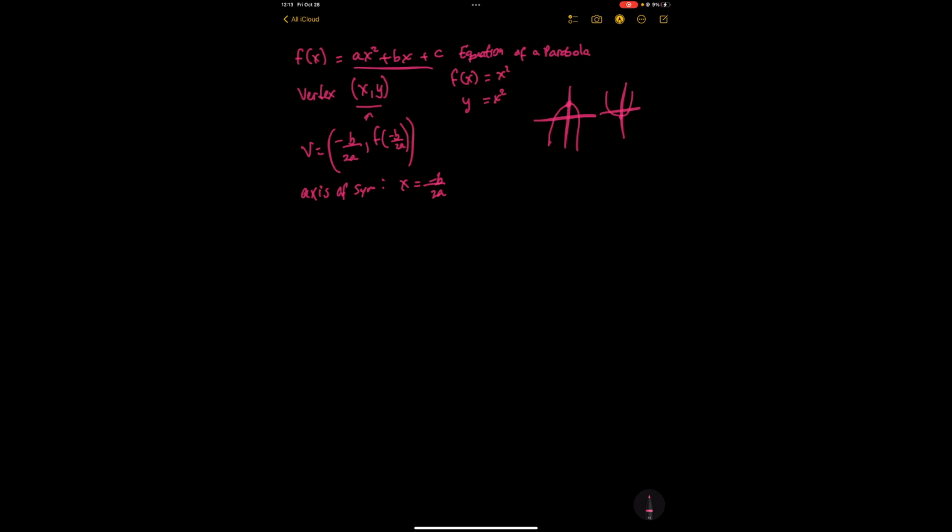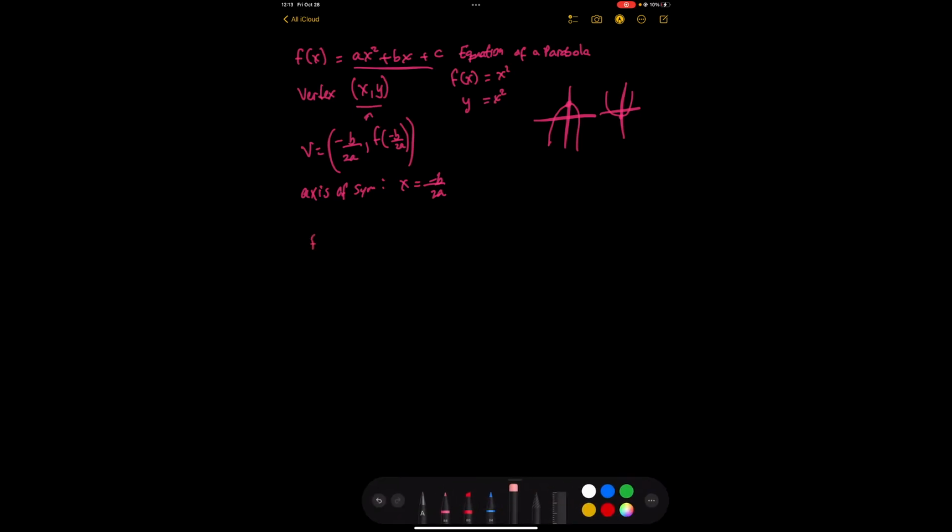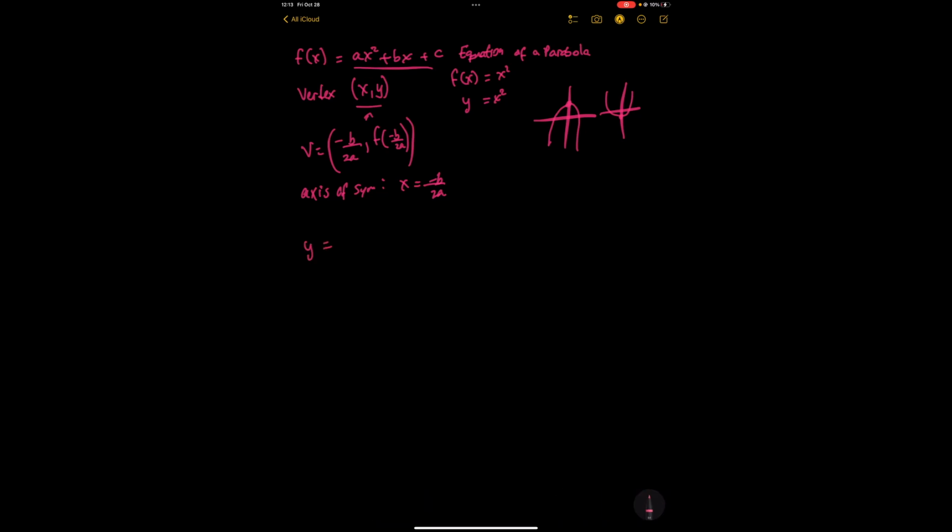Let's say we have y equals negative x squared minus 1. Well, what can we do now? We're going to rewrite this in a better form. We're going to write this as y equals negative x squared plus 0x minus 1.